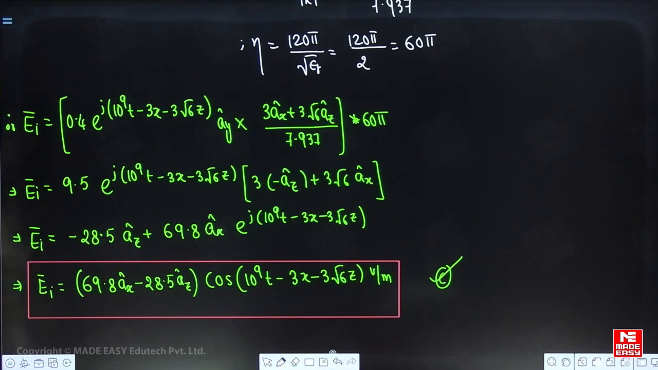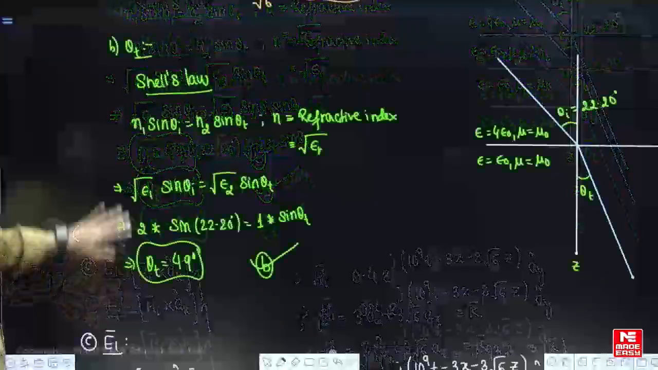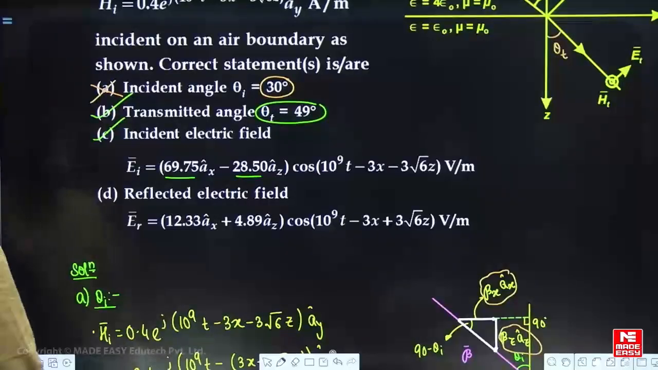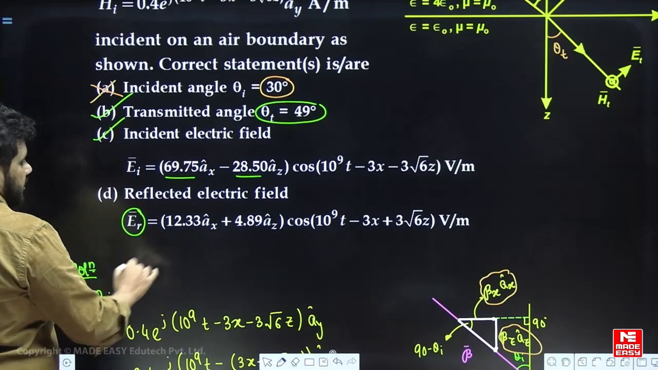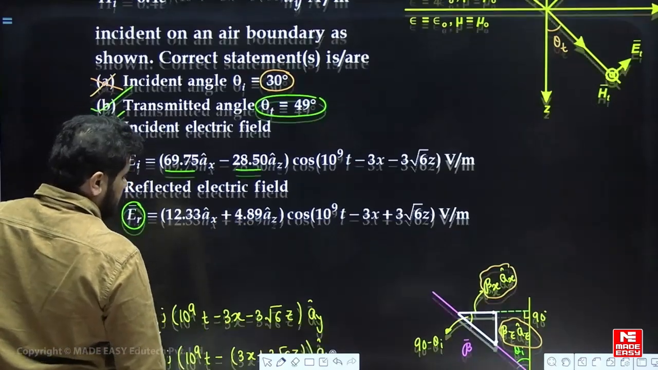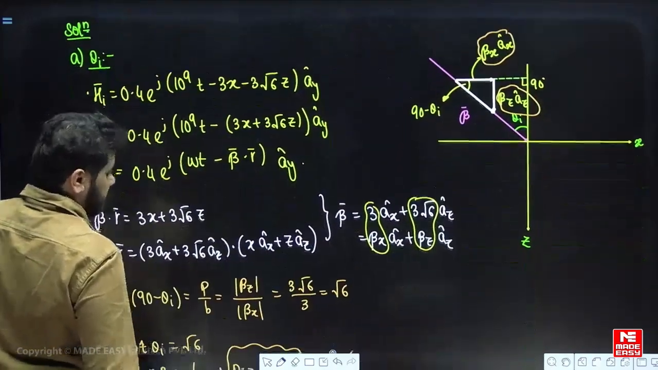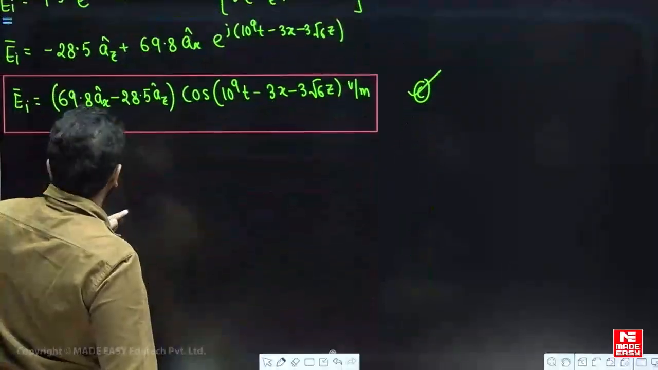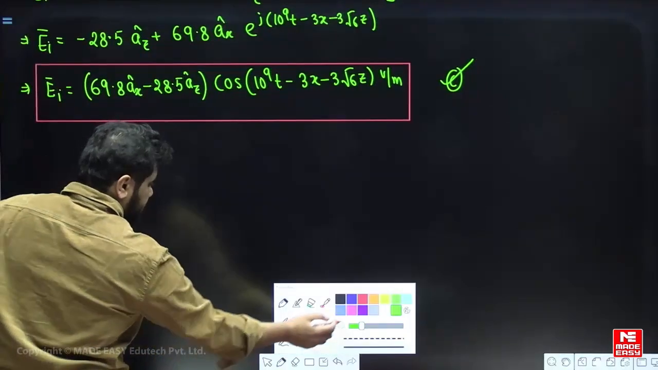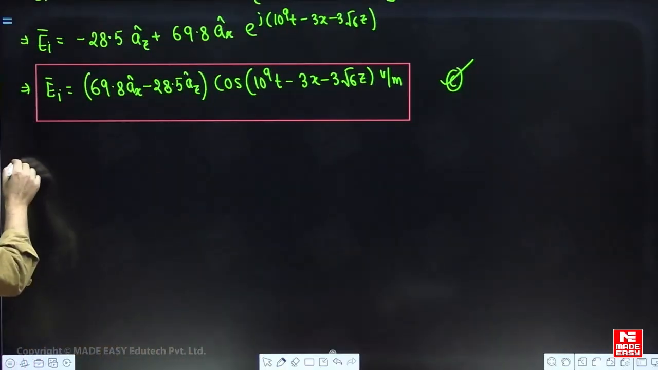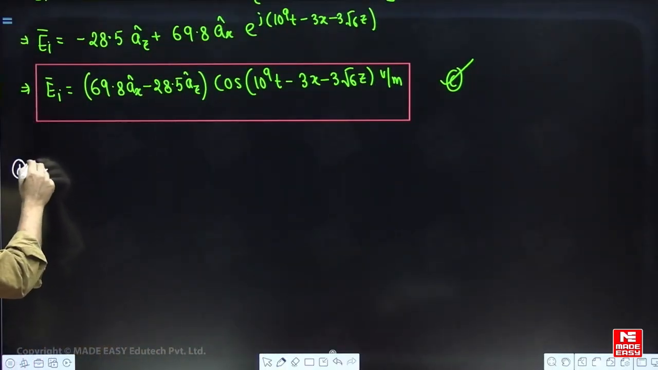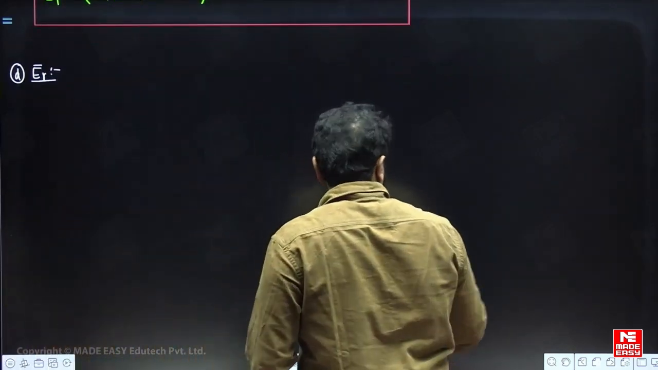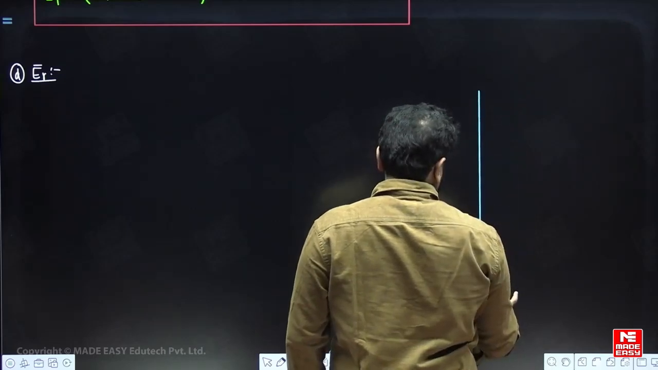Now coming to option number D. What is option number D? Option number D is the reflected electric field. So they are asking ER is how much. Let us check how much is the reflected electric field. Option D, they are asking what is the reflected electric field. So again I will redraw the figure here for better understanding.